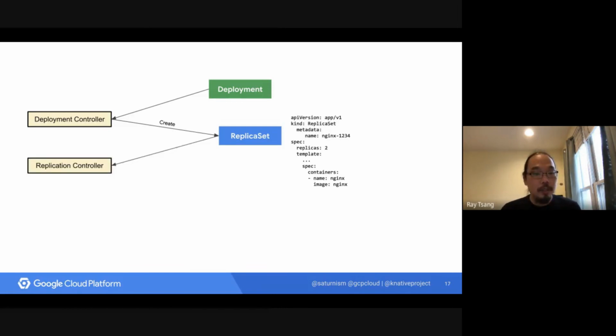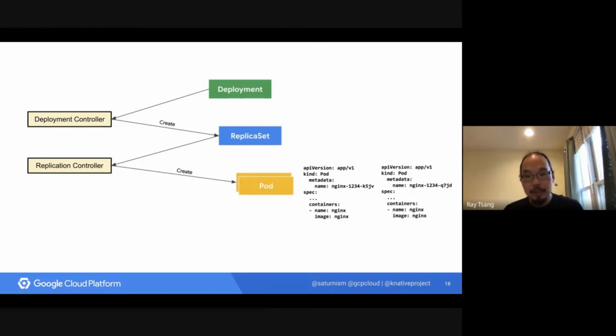And then a controller called the replication controller will listen to the replica set documents and say, okay, I need to have 2 instances of nginx in this case, and its only job is to create more documents, which is the pod. In this case, it just creates 2 pod documents. But it doesn't actually know where to run these pods, where to run these containers. So in this document, it doesn't actually specify which node to run on.